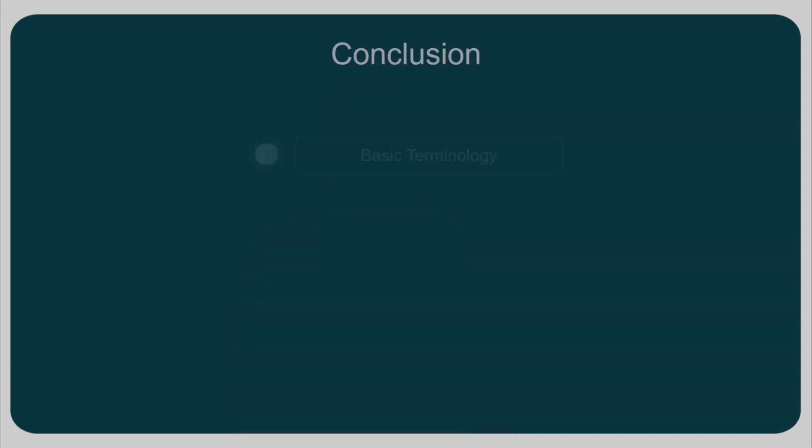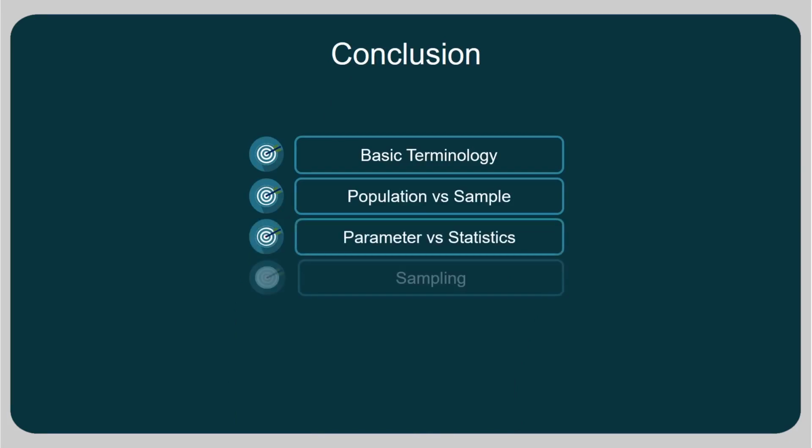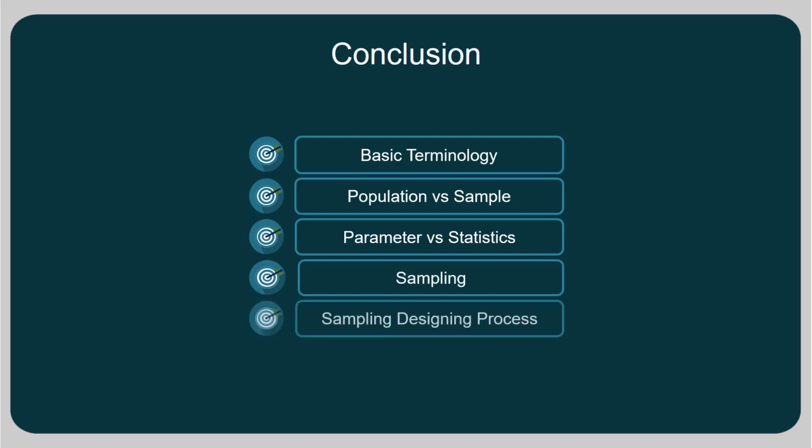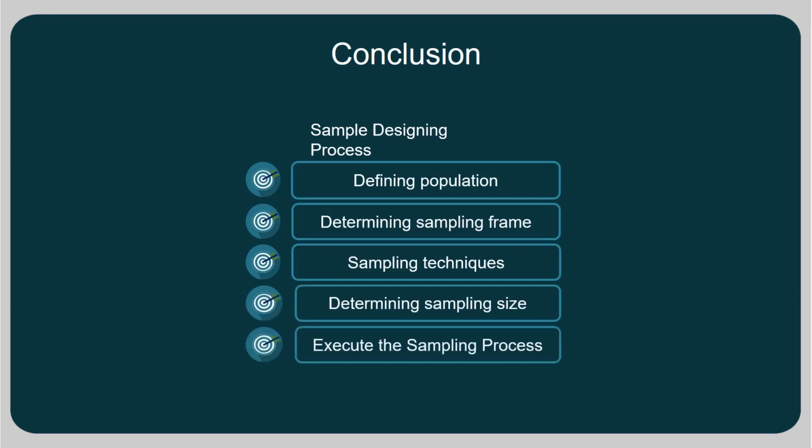Finally, in step 5 of the sampling designing process, the researcher is to carefully execute the above processes to select or recruit samples from the population. A quick overview: we are now familiar with the terminologies used in sampling, learned the difference between population and sample, parameter and statistics, and we also have clarity and understanding of sampling, sampling error and the sampling designing process, such as defining population, determining sampling frame, sampling techniques, sample size calculation and executing the sampling process.